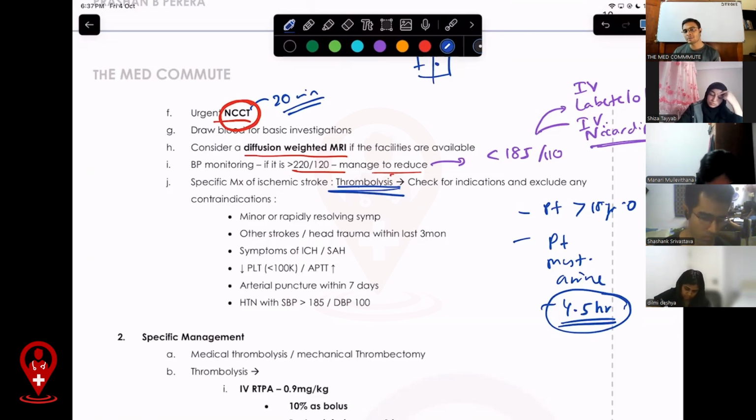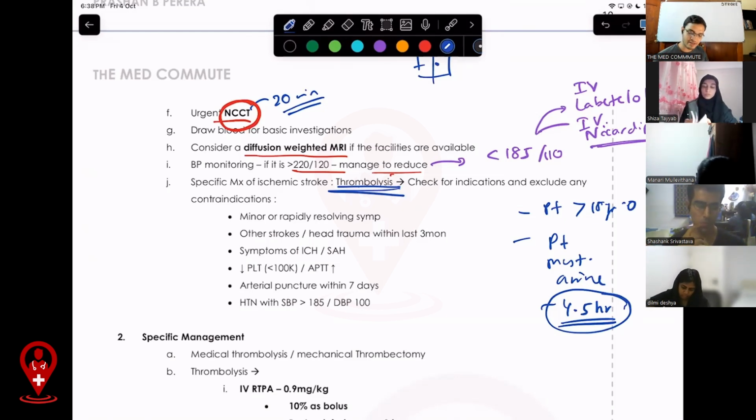Then, guys, a reduction in platelets, less than 100,000, or an elevated activated partial thromboplastin time. Now these similar things are there in ischemic heart disease also. Same stuff. APTT is elevated. So you have to look for these because these are contraindications for thrombolysis. Then arterial puncture within the last 7 days, because if a clot has formed at that arterial puncture site and now you're giving thrombolysis to break that clot, there can be arterial bleeds. And you all know arterial bleeds are a little bit difficult to control, hemostasis is difficult, because of the pressure.